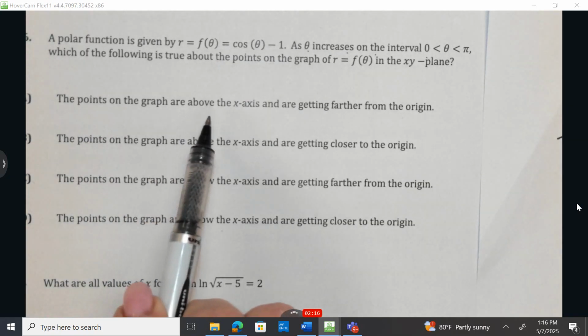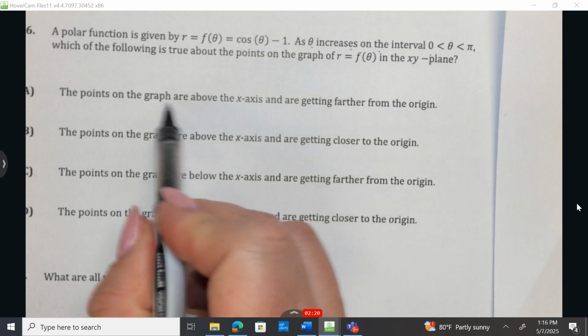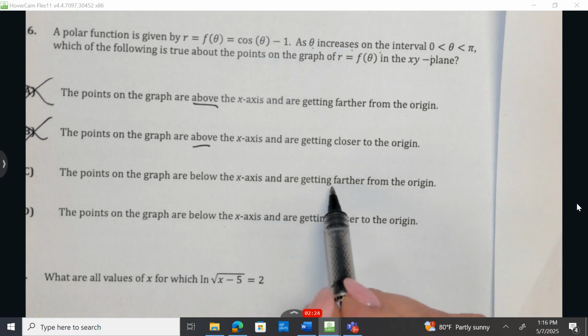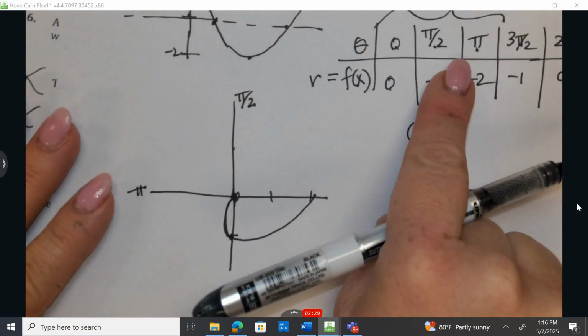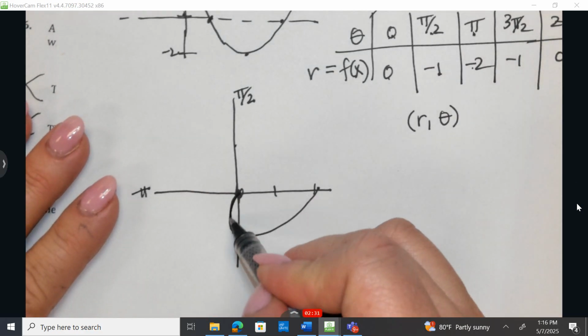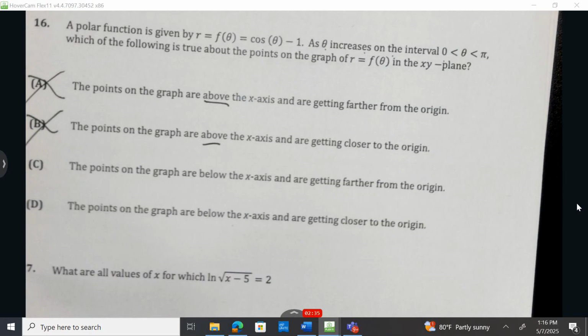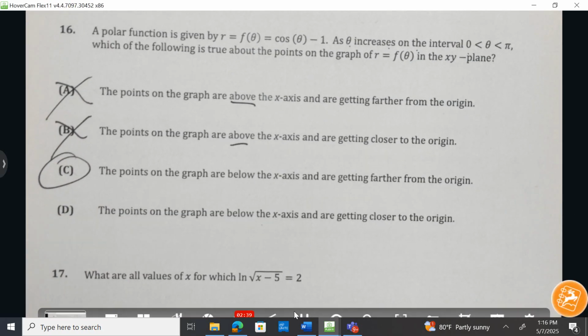The points of the graph are above the x-axis. We can see that is not true. It's below. So I see above and above, I cross out A and I cross out B. Below and below, I like that. They're either getting farther from the origin or closer. And we can see as we go from 0 to pi, in polar form, we continue to get further and further away from the origin, making the correct answer option C.